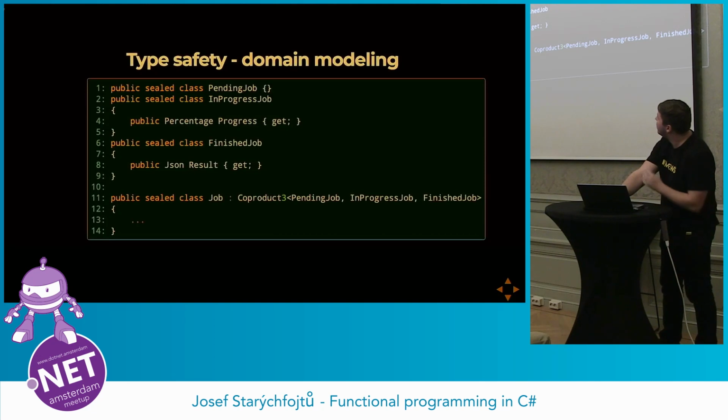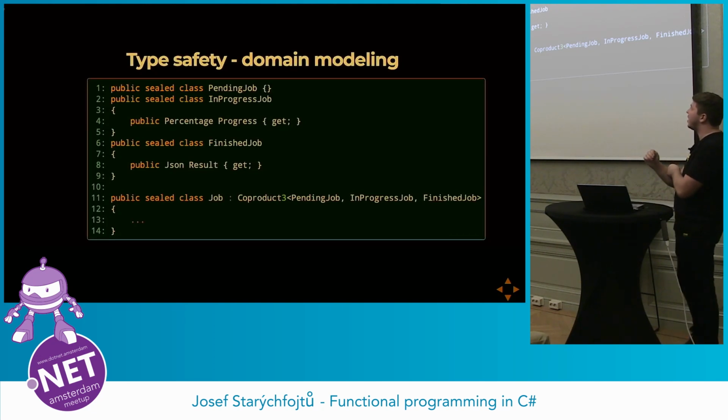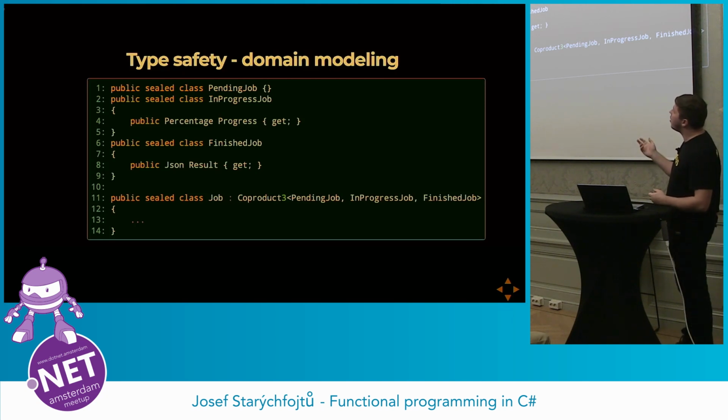So how to fix it with the coproduct? We can basically say that the job is either pending, or it's an in progress job, or it's a finished job, and only the cases have the meaningful data they should have. So the in progress job has the percentage because there it makes sense. The finished job has the result because only there it makes sense. And the pending job has nothing, for example.